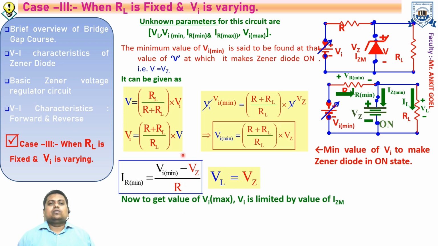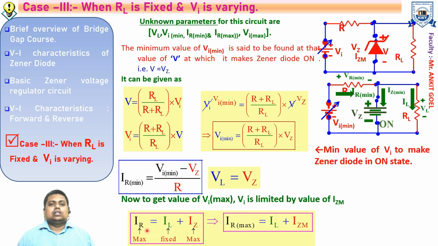Now to get the maximum value of the input voltage Vi maximum, the current is limited by the maximum value of the Zener current, right? So in terms of the resistance, just apply the KVL equation, and we have the current equation IR is equal to IL plus IZ. Since the load resistance is fixed, and the voltage across the load resistance is also fixed, the IL is also going to be fixed, right? So load current is also fixed.